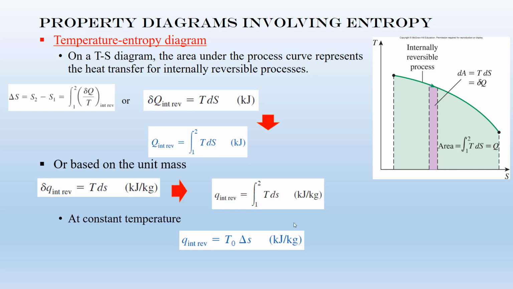If we have a constant temperature, what happens? This will be a constant line, correct? Then you can simply write that the Q for the internally reversible process, because the temperature is constant, equals T constant times delta S. Question: what is the heat transfer for an isentropic process? Please pause this video and think for 2 minutes. What do you think the heat transfer is for isentropic processes?